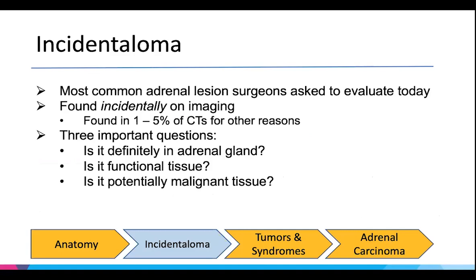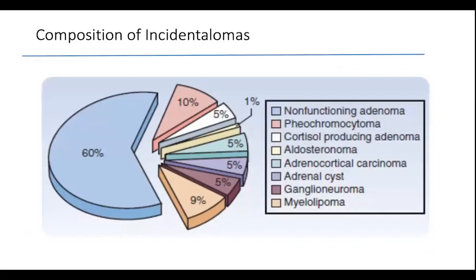Three important questions you want to ask yourself when presented with an incidentaloma: one, is it definitely in the adrenal gland based on the imaging? Is it functional tissue? And is it potentially malignant tissue? In terms of the composition of incidentalomas, the vast majority are non-functioning adenomas, which we'll talk about in a little bit. Next largest slice is pheochromocytoma, which makes up 10%. And then continuing down with a couple other things that we will talk about as we go throughout the presentation.